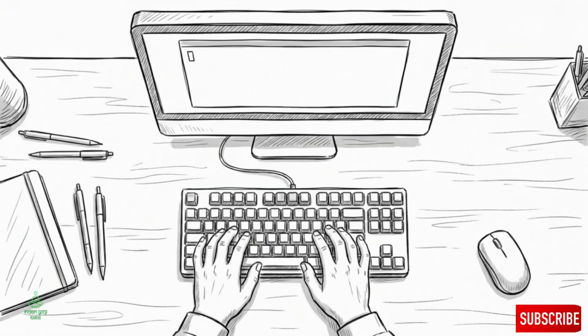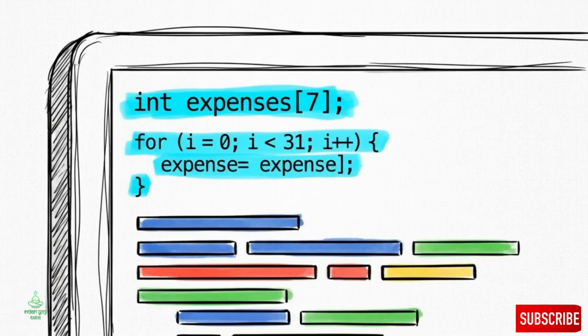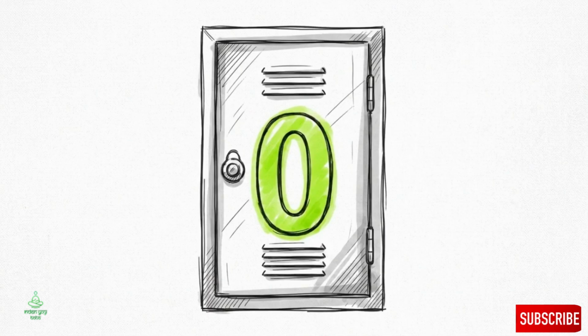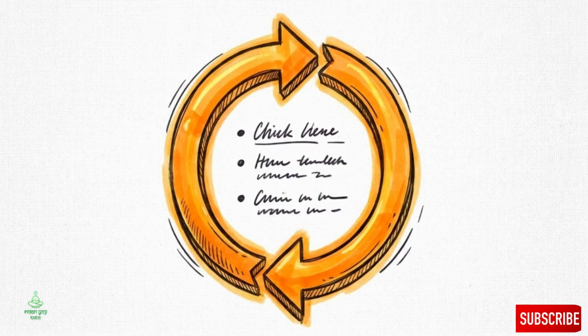Now it's time to test this yourself. Open your code editor, declare a new array to track your expenses over 7 days, and write a for loop that prints each day's expense to the screen. Remember the 3 rules. Arrays store data under one name. Counting always starts at 0, and loops navigate the list.